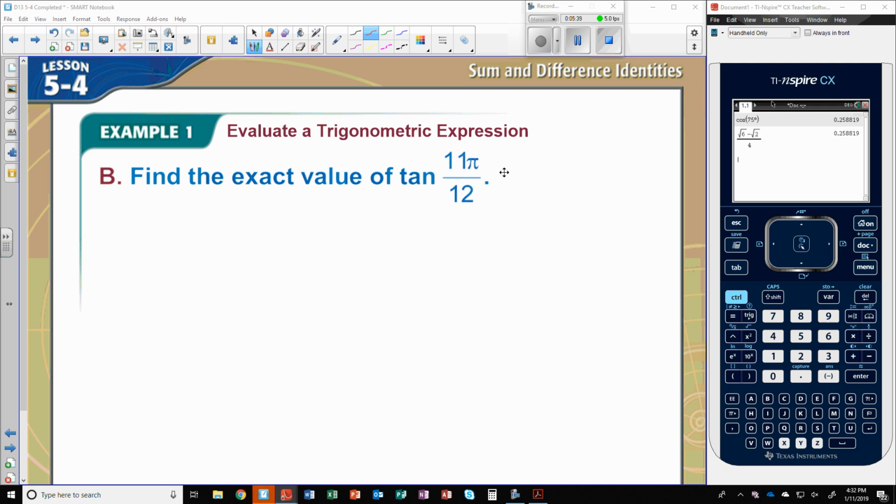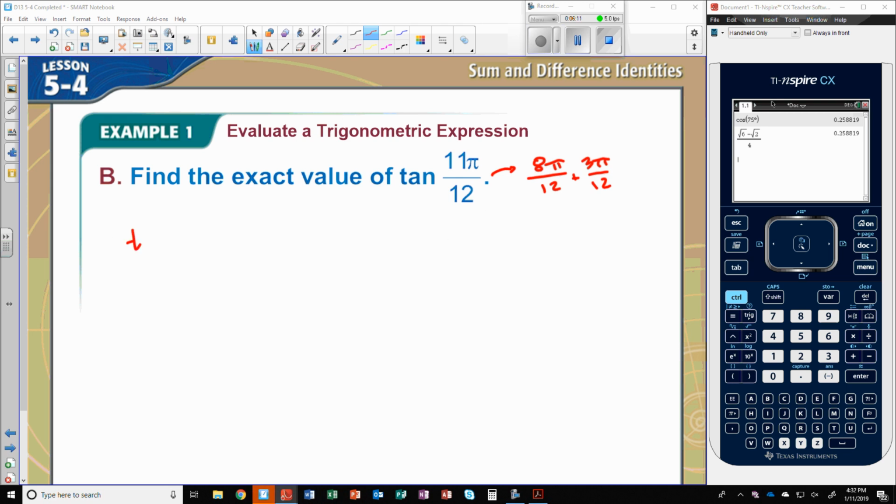Here's the way. You're going to choose two values that can be reduced. For example, if I said 10 pi over 12 plus pi over 12, this does equal 11 pi over 12, but this will not work for us because though this reduces, this fraction does not reduce. So you have to pick two values that can reduce. How about 8 pi over 12 plus 3 pi over 12? Will both of those reduce? Yes, they will. So this will work for tangent.